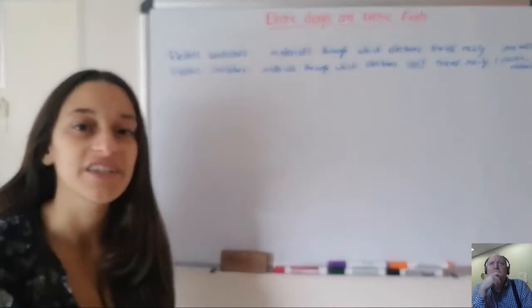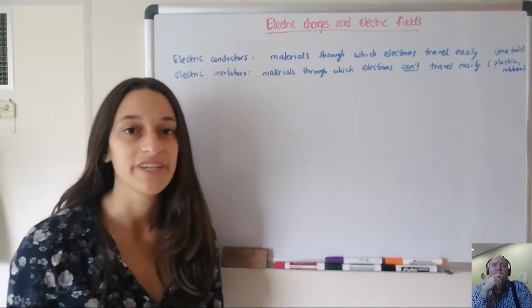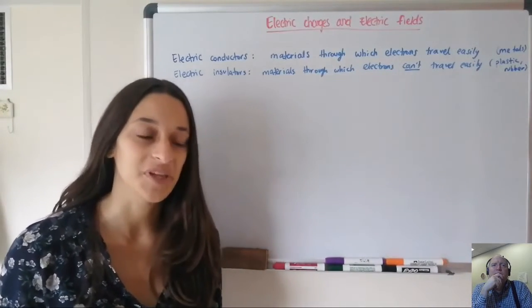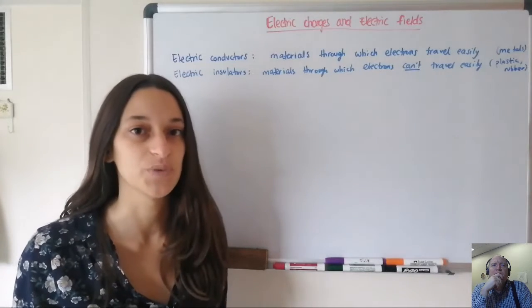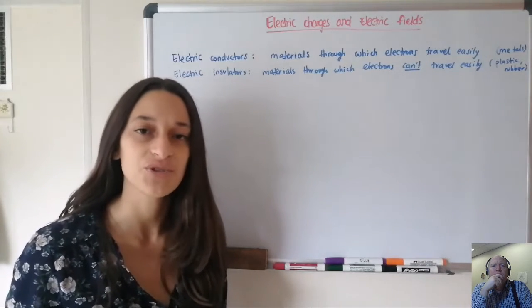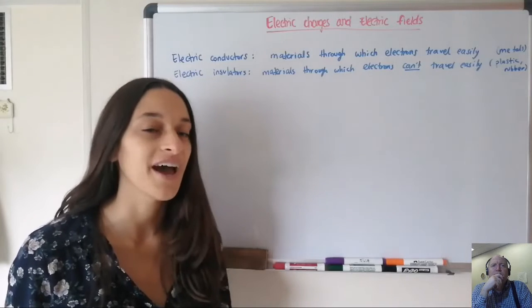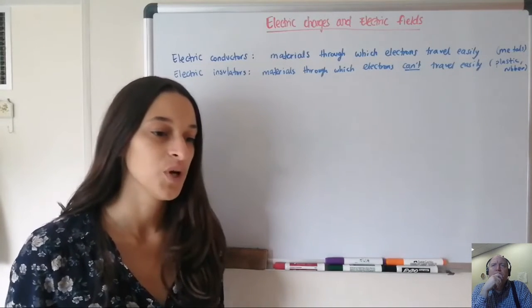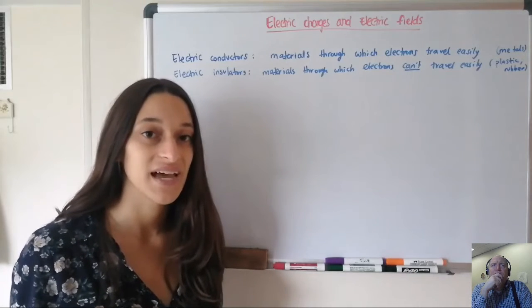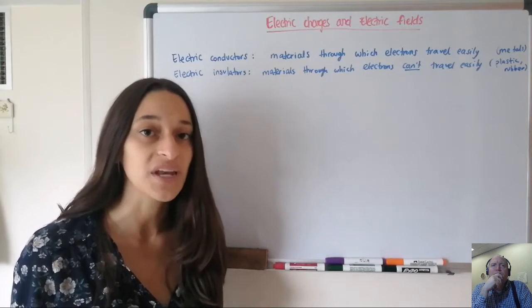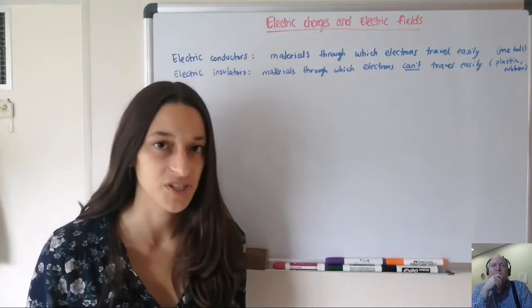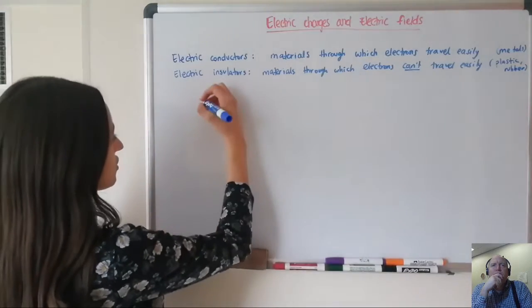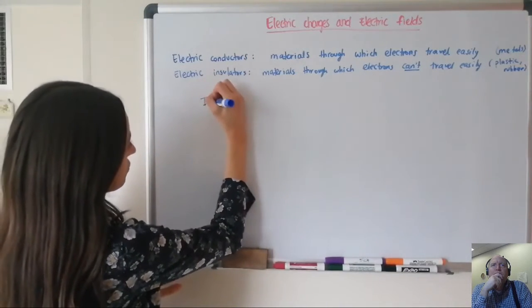So when you have an electric conductor, electrons can move easily through it, and you can induce a charge in it. All objects are naturally neutral in charge. They don't have a net positive or negative charge. But if you put something that has a charge close to it, you can induce a charge in a neutral object. This is called induction of charge.